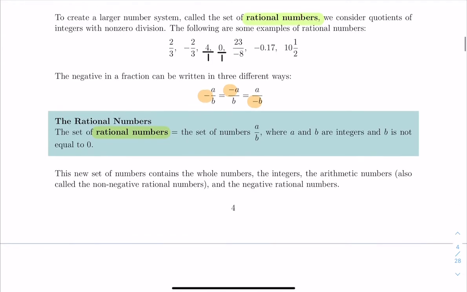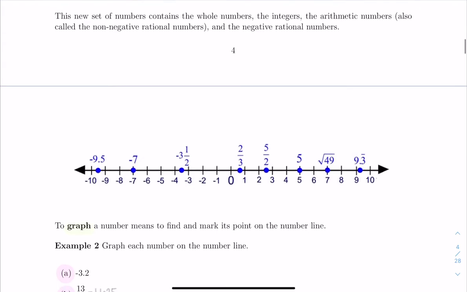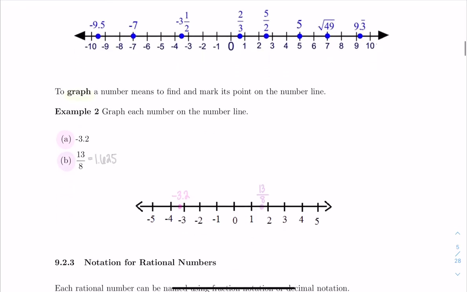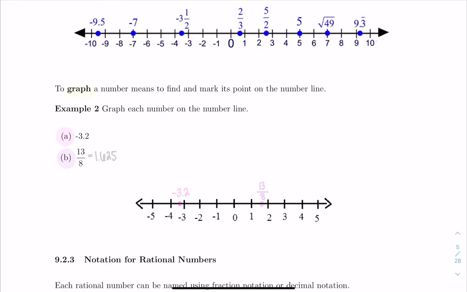And so on the number line below, you can see where these numbers would fall at. These are all rational numbers. And so to graph a number means to find and mark its point on the number line. So let's graph each number on the number line. We've got negative 3.2 and 13 over 8. Let's start with negative 3.2.